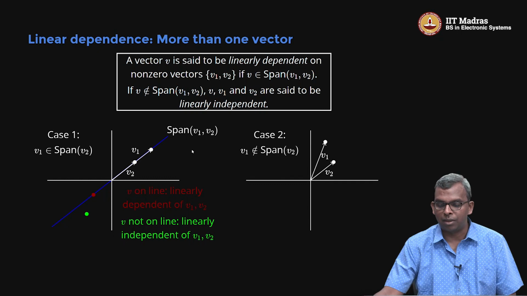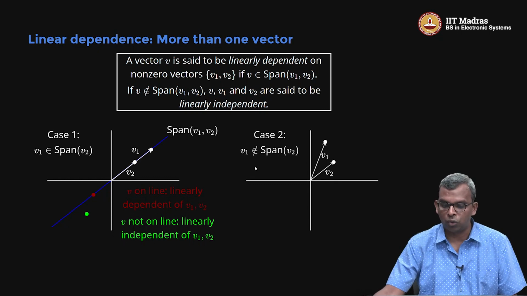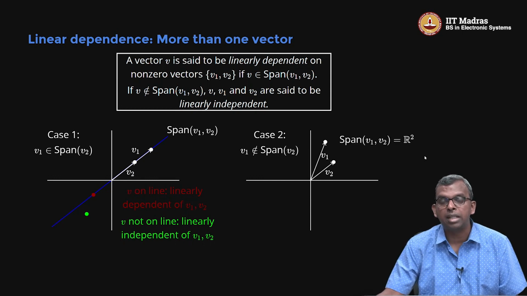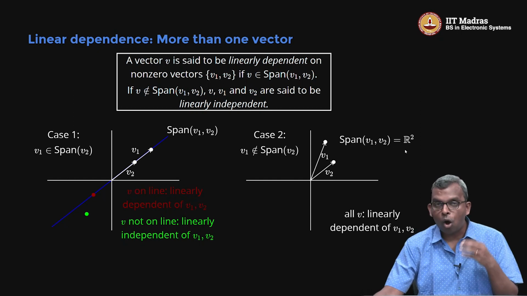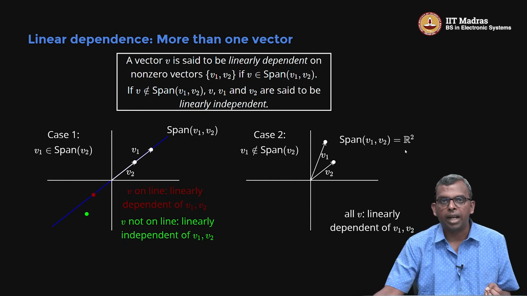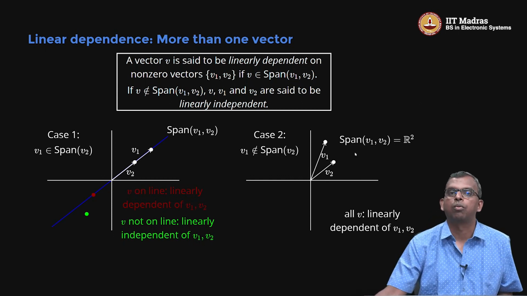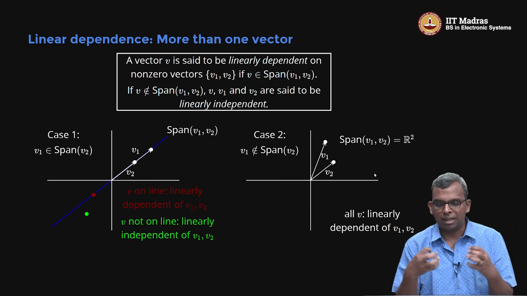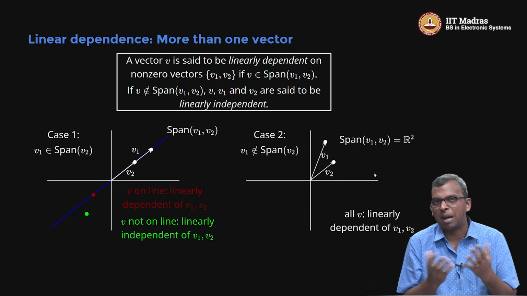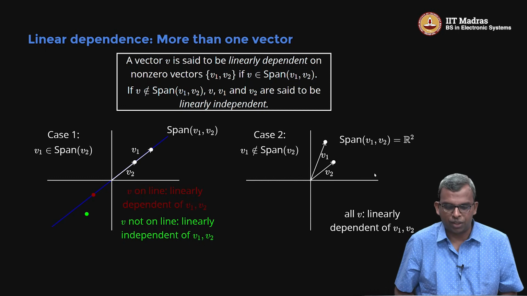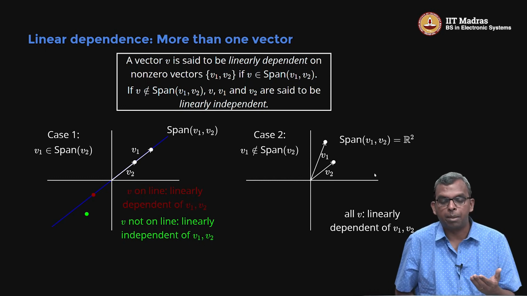The interesting case that happens is when v1 and v2 are in different directions. So v1 is not in the span of v2; v1 and v2 are in different directions. In this case, the span of v1, v2 ends up being R2, which means what? Whatever v you pick, right? Once you have v1 and v2 in different directions, the span is the entire R2. So any v you pick is linearly dependent on v1, v2. Okay, you can't have anything outside of the span. So simple, isn't it? So the whole picture of R2 essentially becomes very, very simple when you think about it. It's spanned by just two vectors which are in different directions. Okay, so I hope this is clear. This is linear dependence when you have more than one non-zero vector in R2.